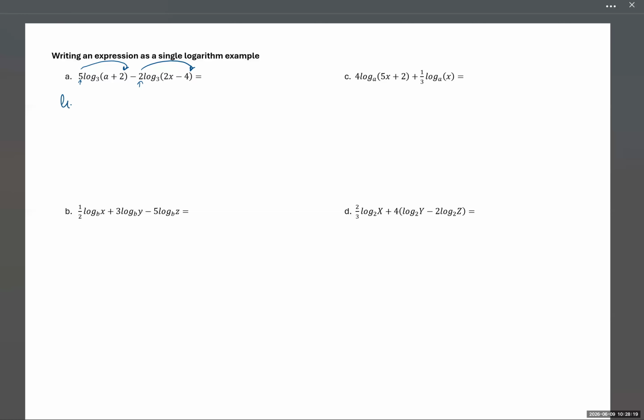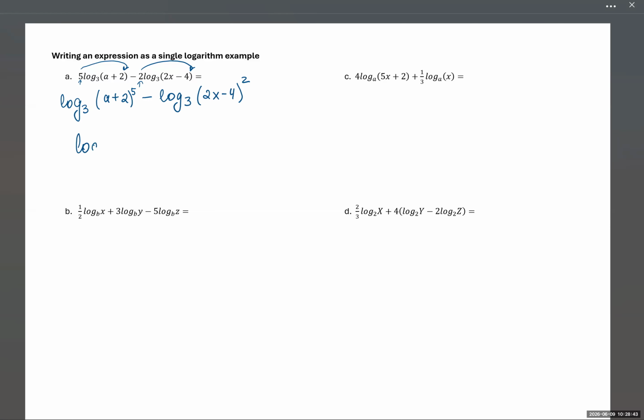So this is log base 3 of (a plus 2) to the 5th power, still minus log base 3 of (2x minus 4) to the 2nd power. Now we can combine the two logs into one. This negative sign right here means that the expressions inside the log will be divided.